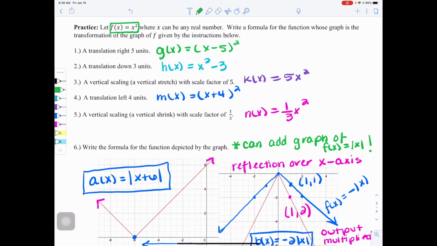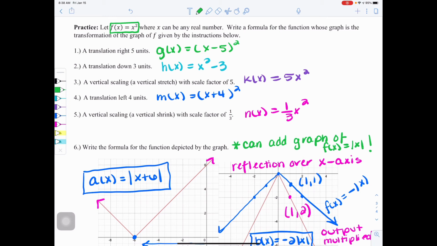A translation 3 units down means it's happening on the outside, which means the sign goes with it, -3. So we get h of x equals x squared minus 3. A vertical scaling that's a vertical stretch means that when you multiply by the scale factor of 5, you should be doing so on the outside. So k of x equals 5x squared.